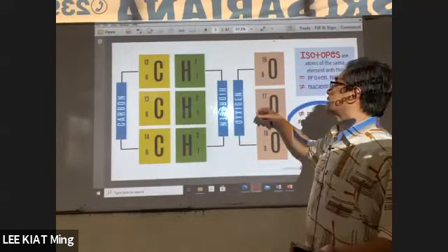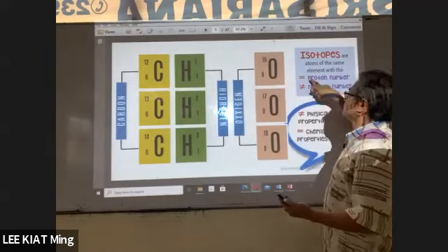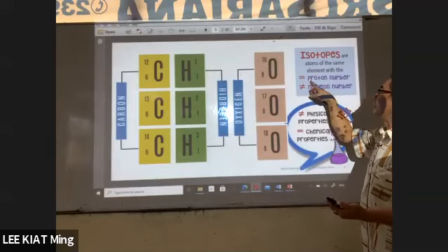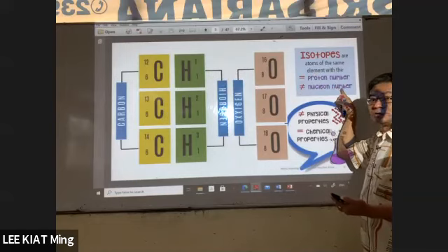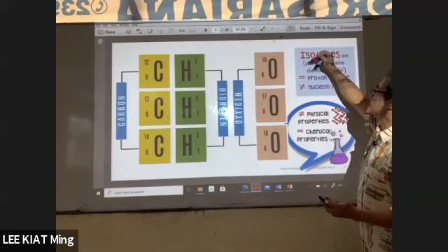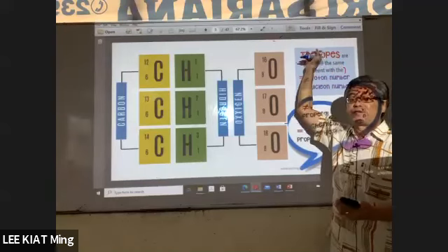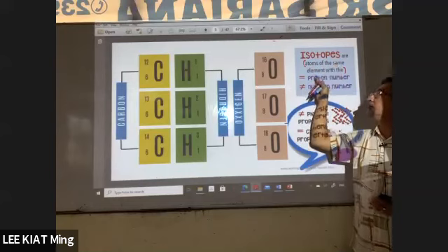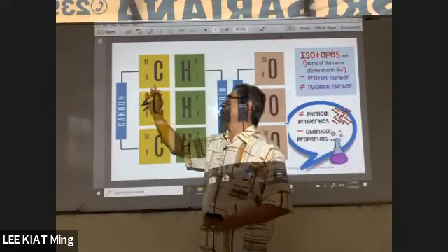These are isotopes, okay? If you are asked what is an isotope, please don't directly answer. Isotope is having similar proton number, but different nucleon number. You must have the subject of your answer. Isotope refers to atoms of similar element.